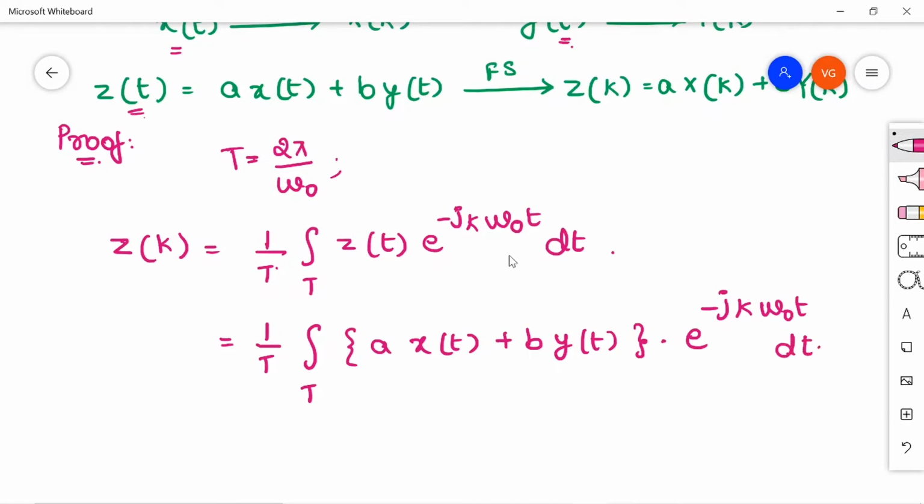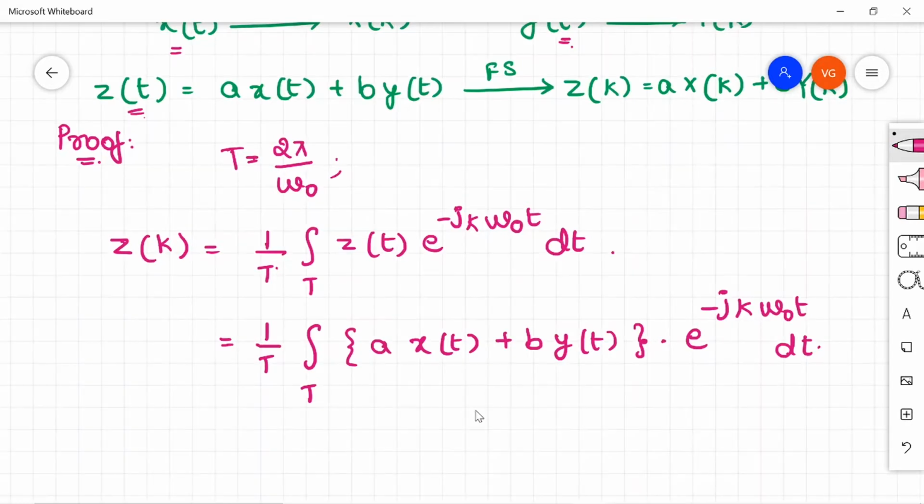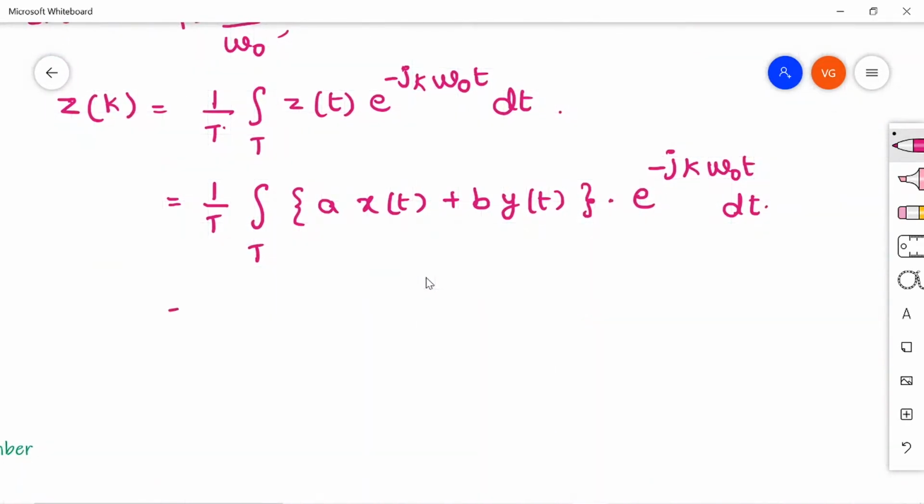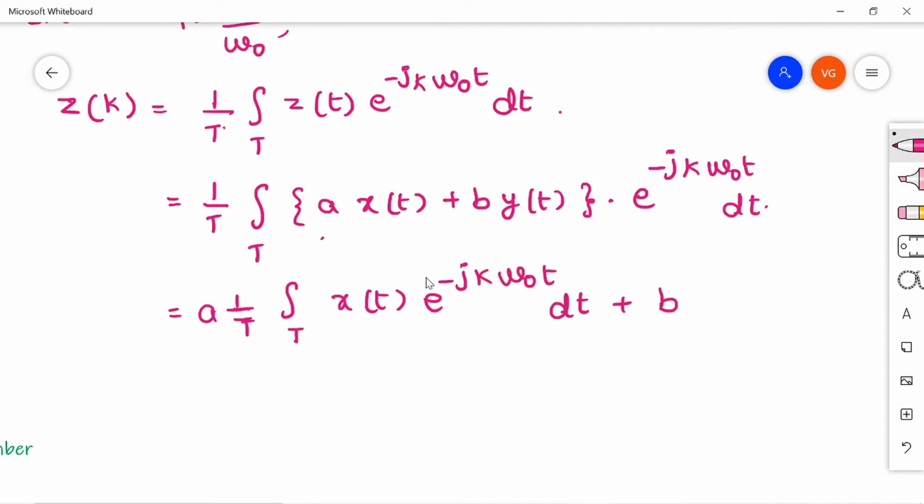Now let us split the integration over this summation. Now this will become 1 by T. You can write it outside, it will not do anything with the integration, right? Integral T x of t e power minus j k omega naught t dt plus b, you can write it outside, 1 by T integral y of t e power minus j k omega naught t dt, right?